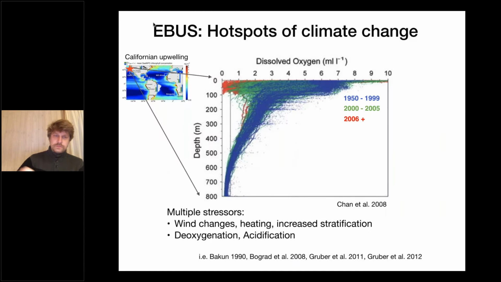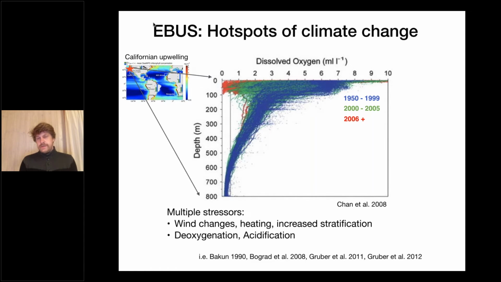However, these regions are also impacted by climate change. And there are multiple stressors. There are changes in the wind forcing. There's ocean heating and increased stratification. But there's also deoxygenation, which we talk about today, or in this webinar series in general.